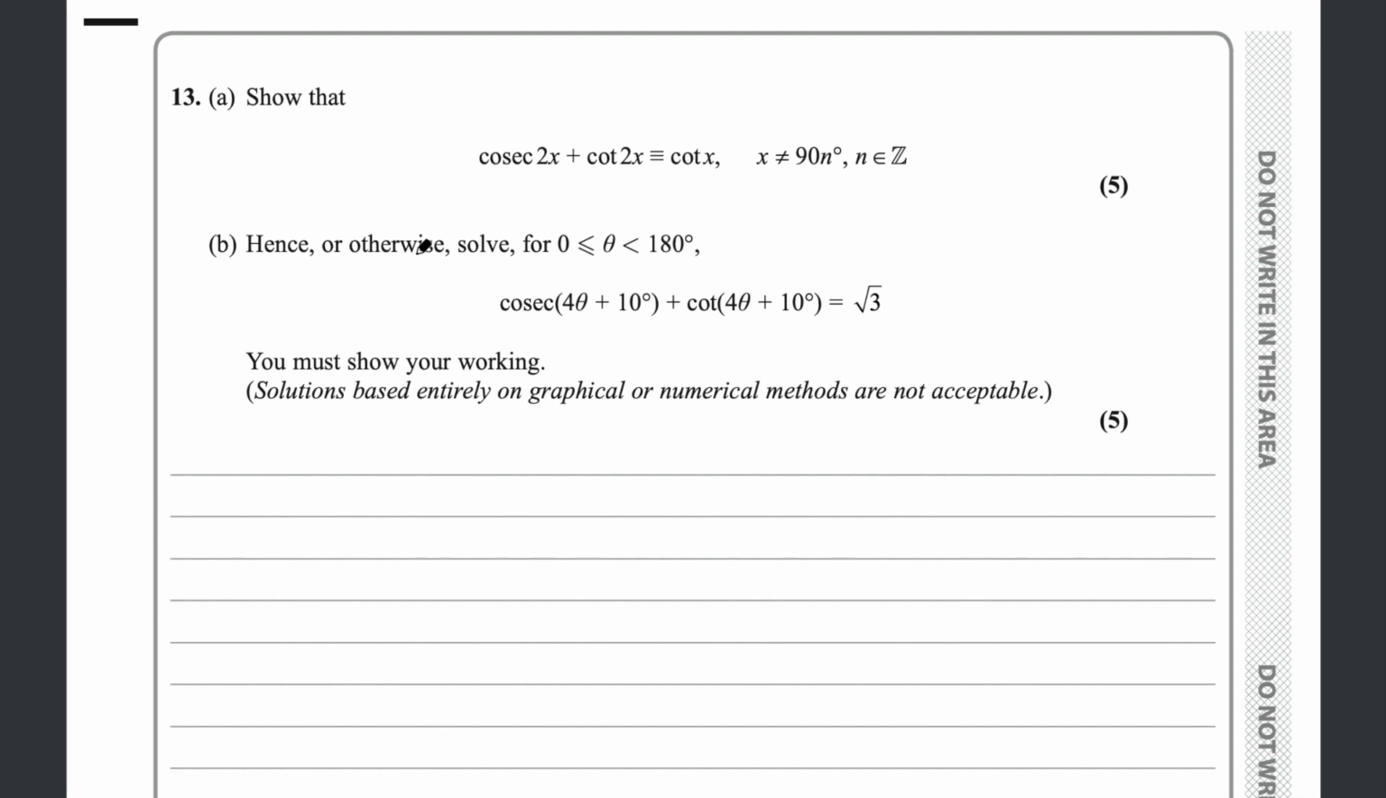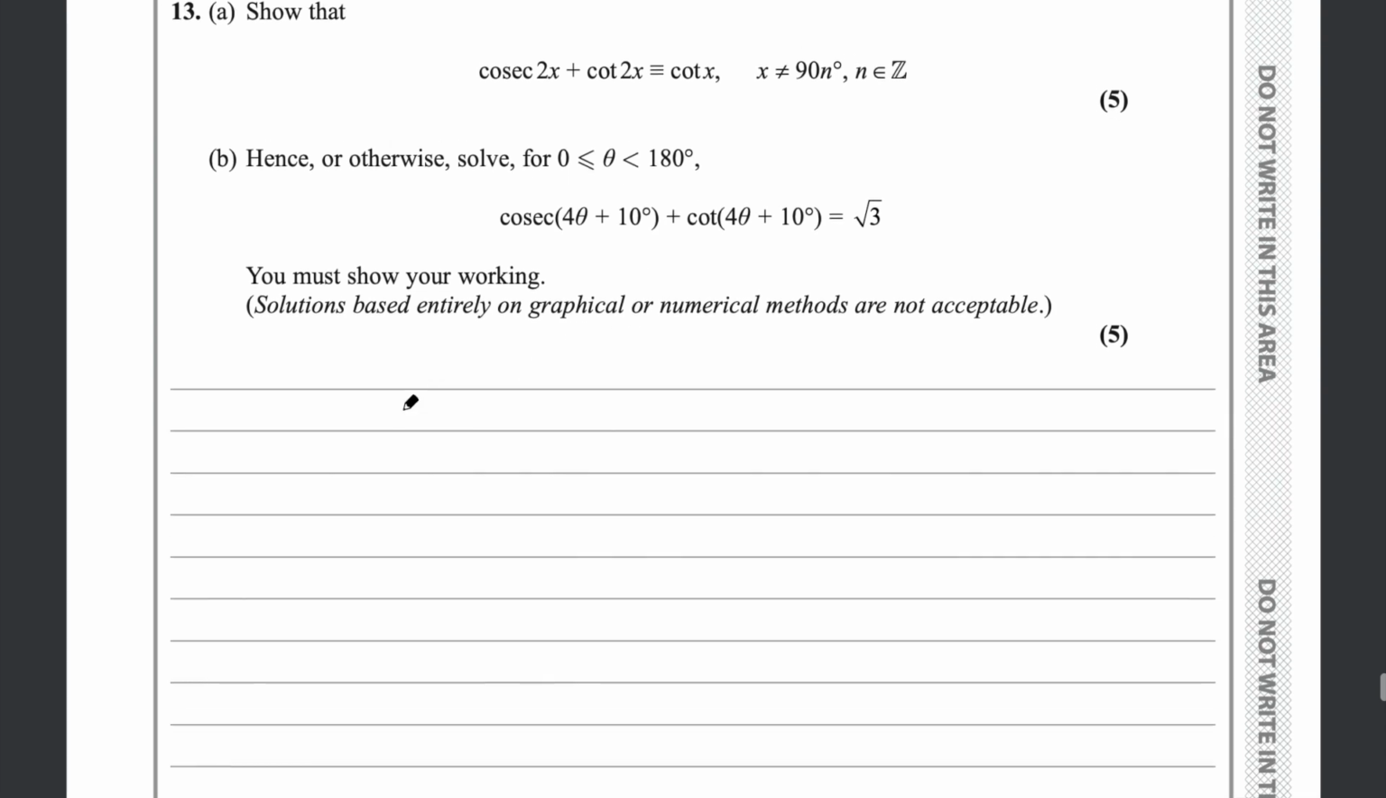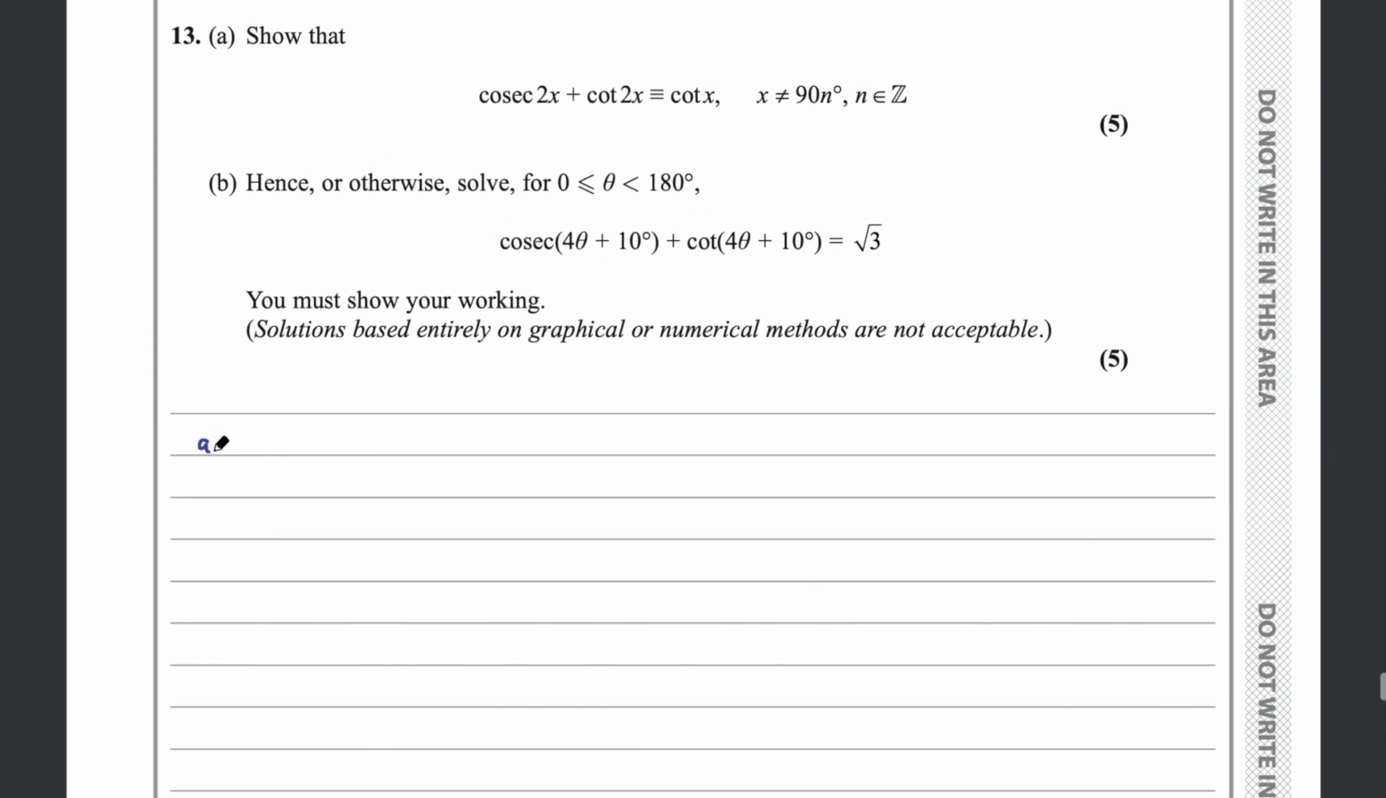Question 13, part A, says show that the cosecant of 2x plus the cotangent of 2x is equivalent to the cotangent of x when x is not equal to 90n degrees, where n is an integer. Okay, so let's have a look at the left-hand side of this equation. For part A, the left-hand side is the cosecant of 2x plus the cotangent of 2x.